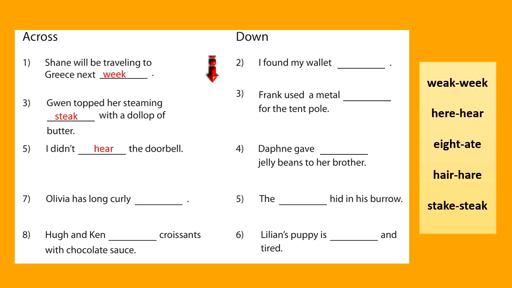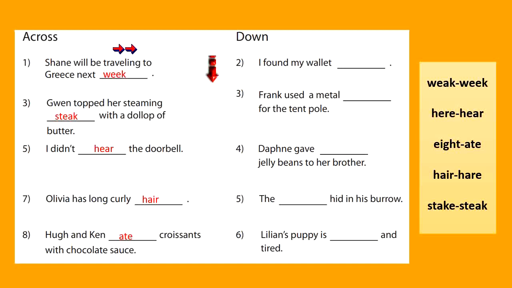Olivia has long curly dash. It is hair, H-A-I-R. 7 across is hair. 8 across reads Hugh and Ken dash croissants with chocolate sauce. They could have had it, but another word, which is the past tense of eat, is ate. They ate croissants with chocolate sauce. So, my across table is ready.